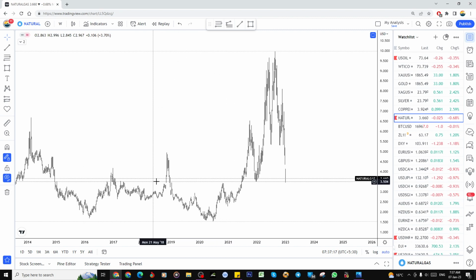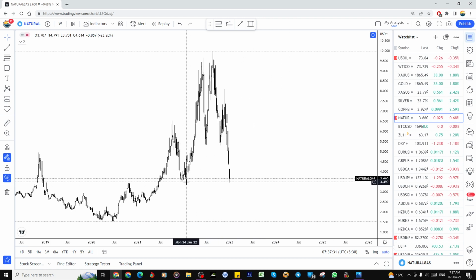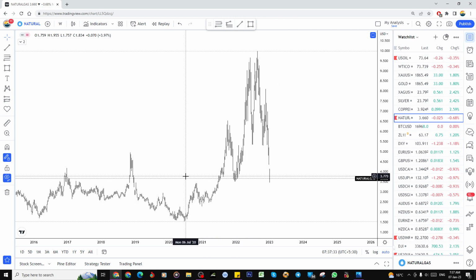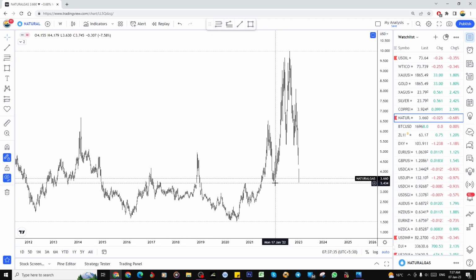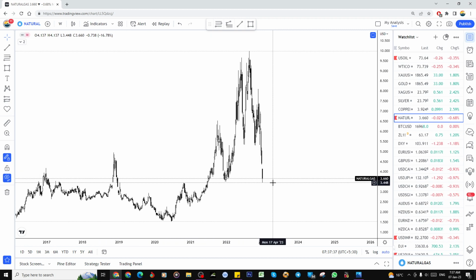Sorry, this is the demand zone, right? After the huge rally of nearly $10, it is now at 3.5. So it's down almost 65%. And where we are, it's a beautiful trade here. In this, we are in the demand zone.